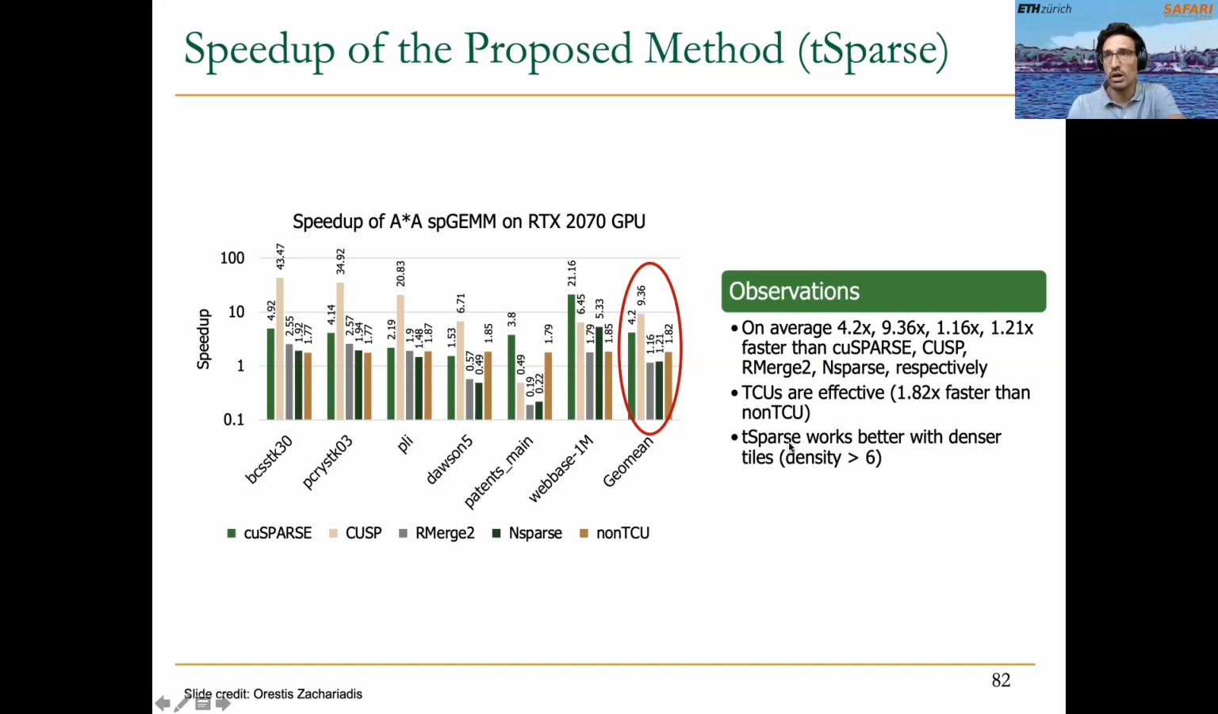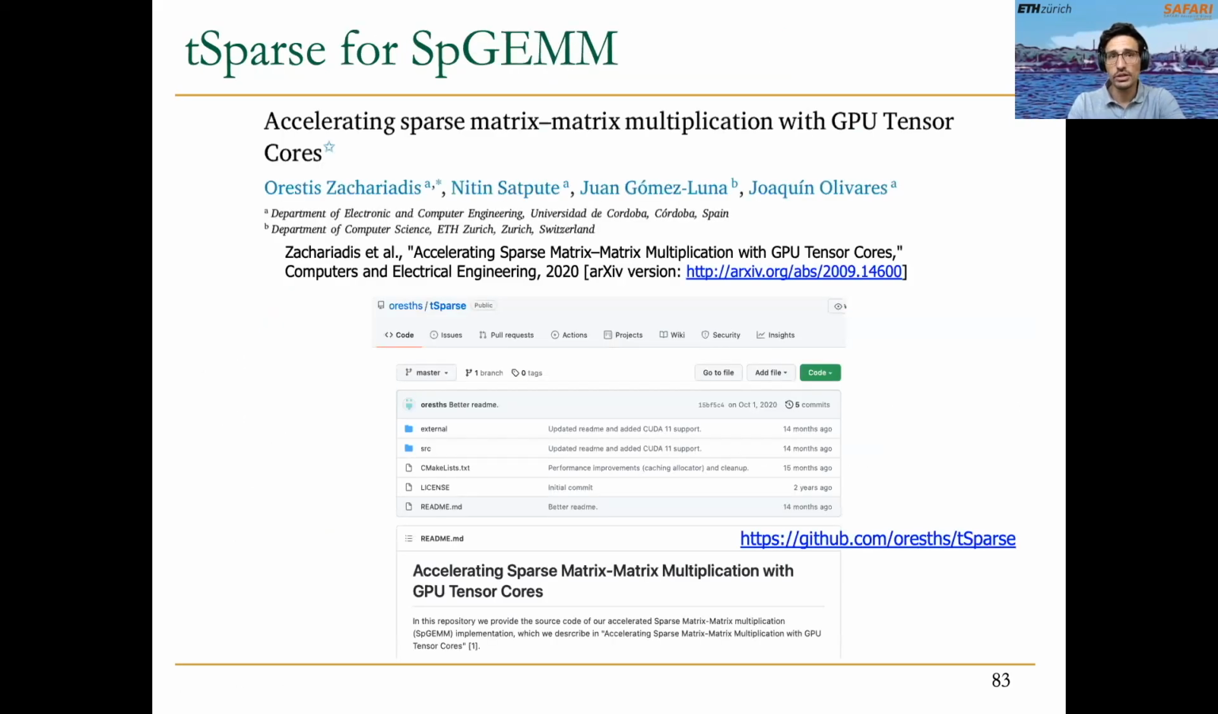And also, as you can imagine, we observe that T-sparse works better with denser tiles. And this definitely makes sense, because the more dense a tile is, the more use we are making of the processing elements in the tensor core units. If you want to learn more about this method, I would recommend you check our paper, and you can also access the code in the public repository.